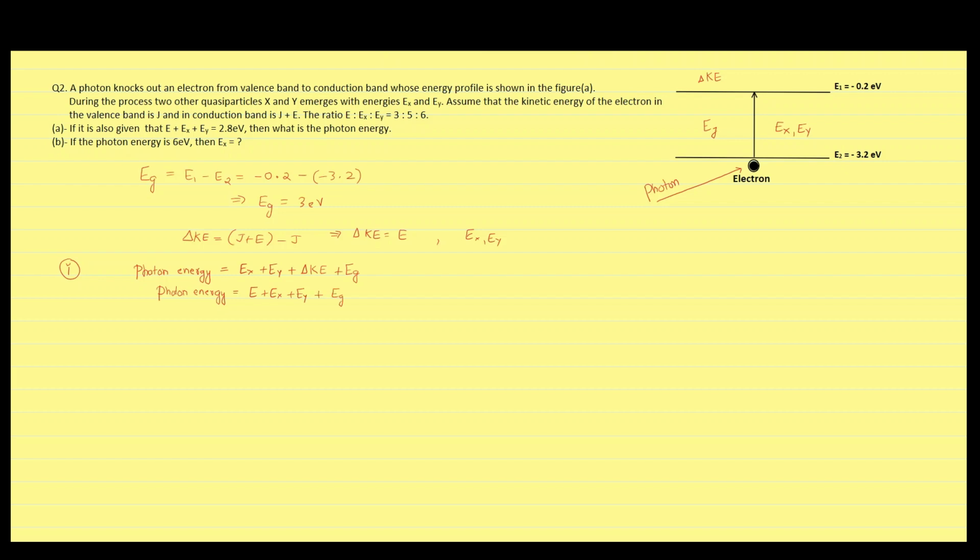The value of E plus Ex plus Ey is provided in the question to be equal to 2.8 electron volt, and we found the band gap energy to be equal to 3 electron volt. Therefore, photon energy is equal to, after calculating, you will find the photon energy to be equal to 5.8 electron volt.